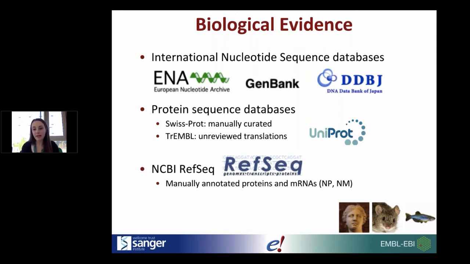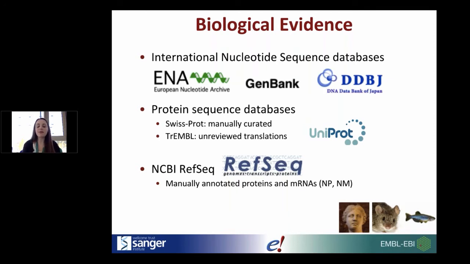These are all databases where you can submit nucleotide sequences, so we use cDNAs from these databases. They are shared between, so all of the data in ENA is also in GenBank and DDBJ because they do data sharing every 24 hours. So we use the cDNAs from there. We use protein sequences from Uniprot. We use both the manually curated SwissProt protein sequences, and we use the unreviewed translations from Trembl, which is basically translated cDNAs from the INSDC. And we also use NCBI RefSeq. So this is manually annotated proteins and mRNAs from NCBI. And we plot all of these sequences onto the genome.